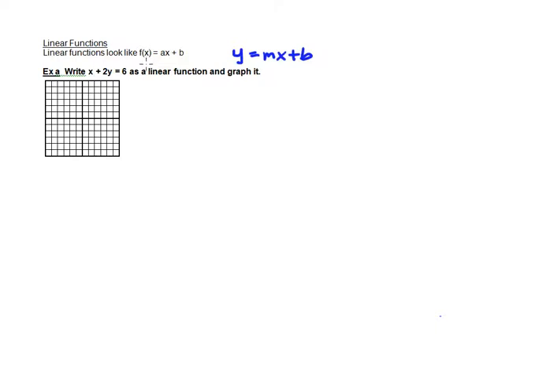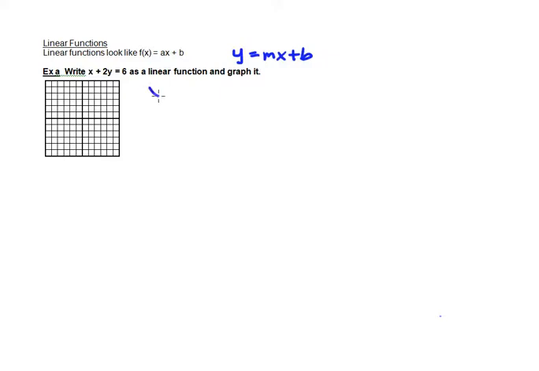in this particular equation. So in this example, we're asked to write this equation as a linear function and graph it. So what we want to do is write it in the format with f of x on one side of the equation and then the x term and the constant on the other. And realizing that y represents f of x, we want to isolate that y.